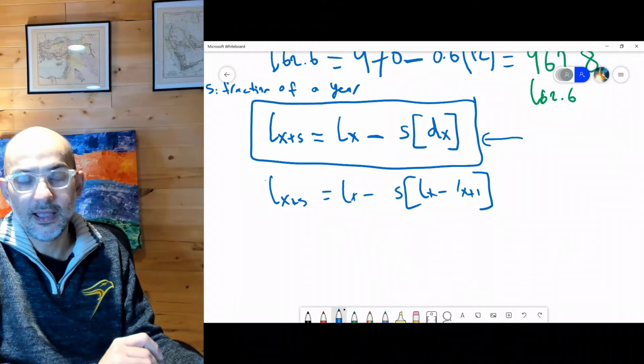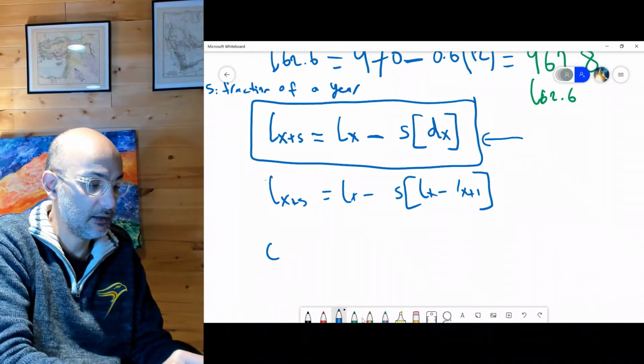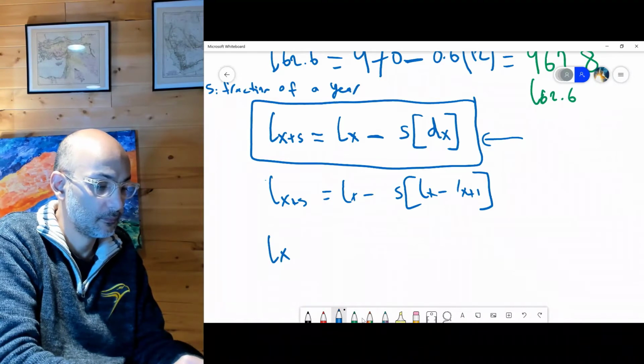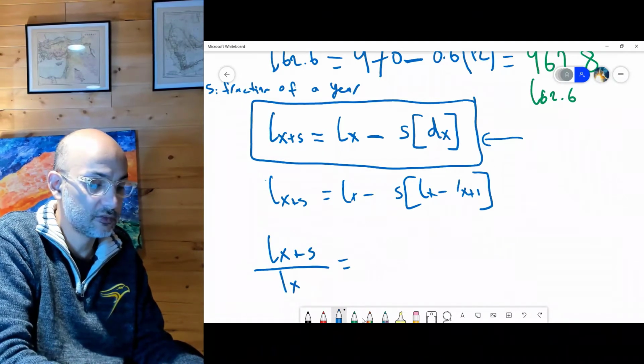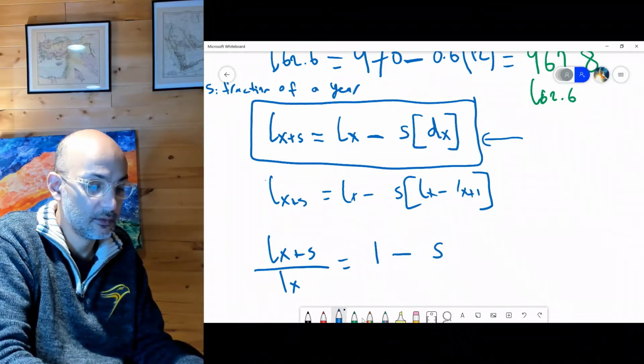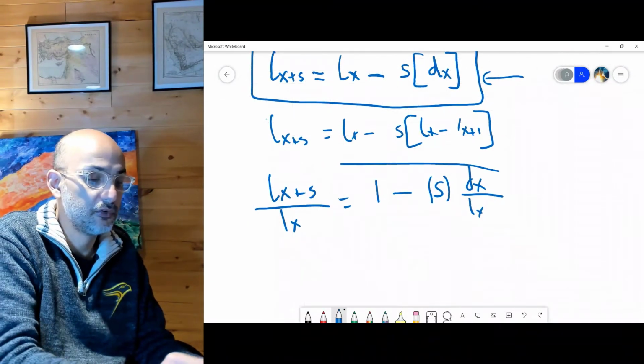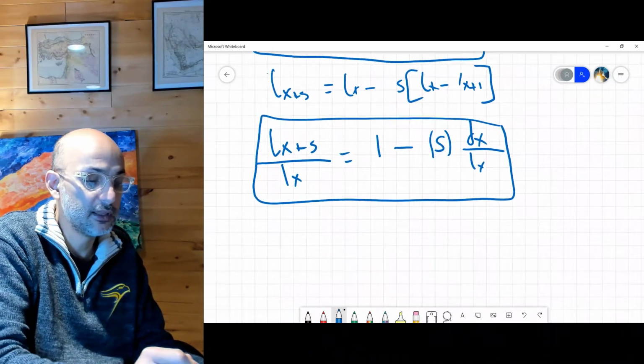Divide both sides by L(x). So you have L(x+s) divided by L(x) equal to 1 minus s multiplied by d(x) over L(x). And this is another formula, you can memorize it, but this one can be simplified.